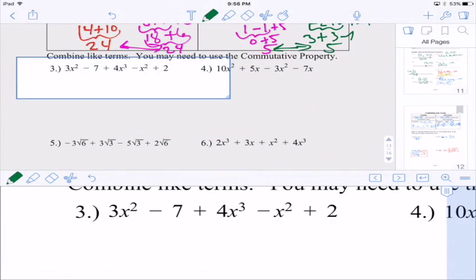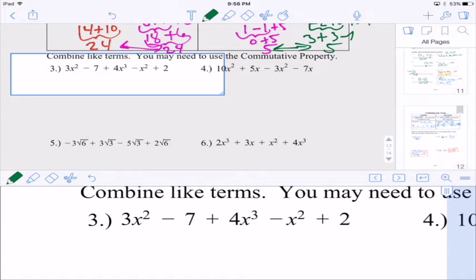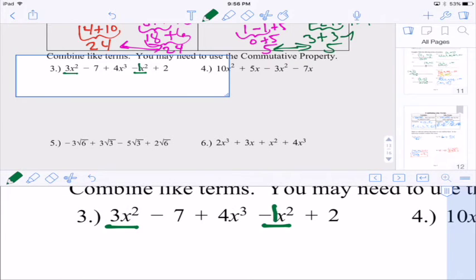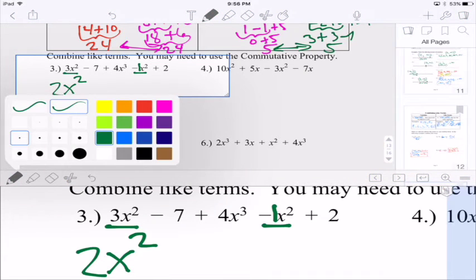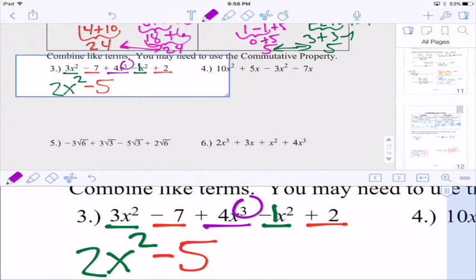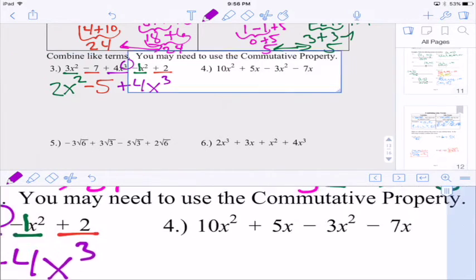So you can use this commutative property to your advantage. If you've got like terms, we have x squared and here's a minus x squared. We can put those together first using that commutative property. So 3x squared minus 1x squared is 2x squared. Then we've got negative 7, and I'm looking for another number, which is 2. Negative 7 plus 2 is negative 5. And 4x cubed is by itself because that's a separate exponent. We can't combine it with that. It's a different exponent. So we have plus 4x cubed. Done.